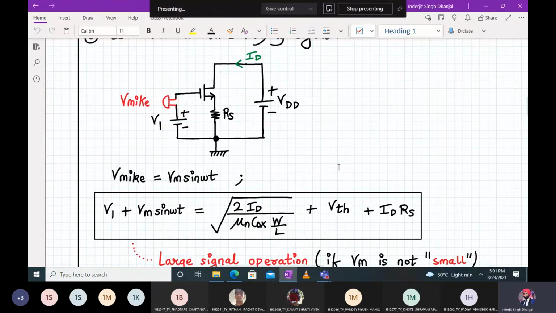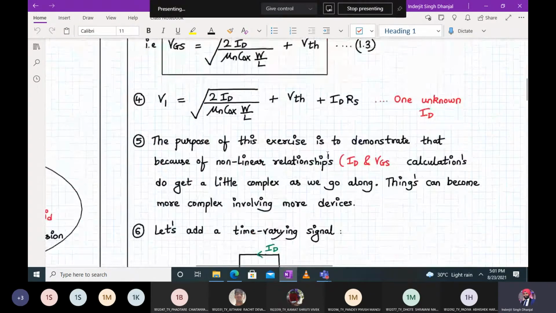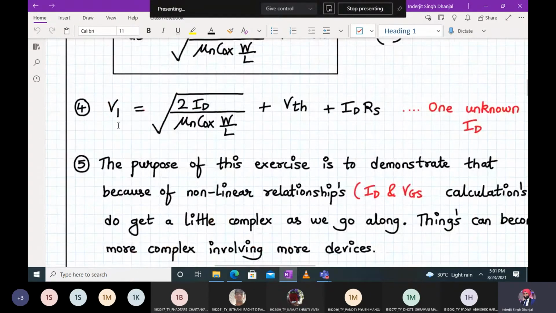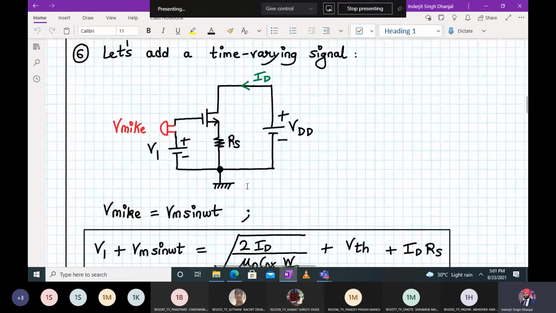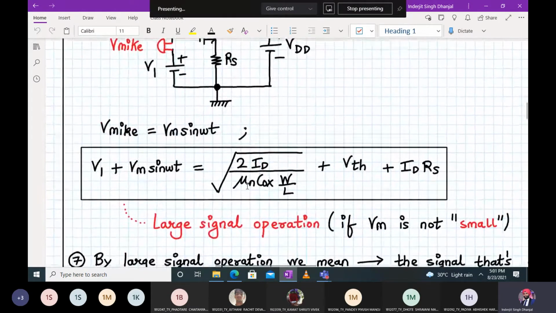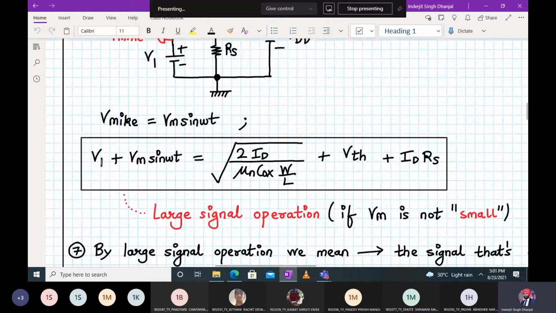So in the earlier expression, how can we modify it? Earlier it was V1, right? So we have to add over here V1 plus Vm sin omega t. And the rest, the entire expression, remains the same as we have done the analysis over here. Just see this equation. V1 is equal to this term over here. So what we did, we added a time varying signal, which is a microphone signal, and this becomes V1 plus Vm sin omega t equal to this term.